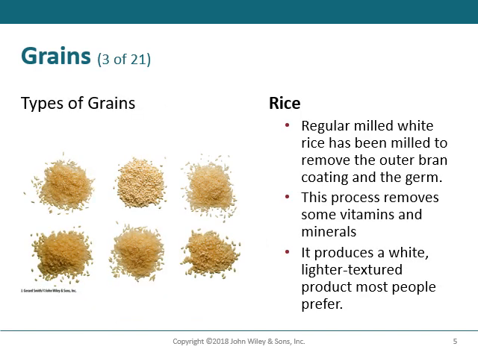So when it comes to different types of grains, we're going to talk about rice first. Remember, regular white rice, that's probably the most common way rice is eaten, in just the endosperm form. That's had that bran coating and the germ removed. It produces a white, lighter textured product that a lot of people prefer over brown rice.